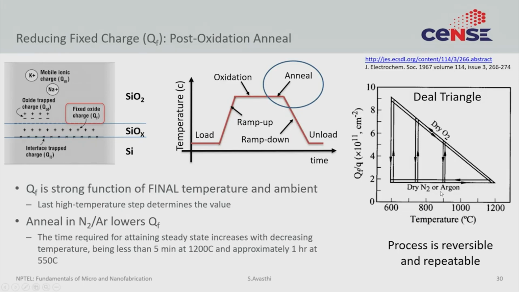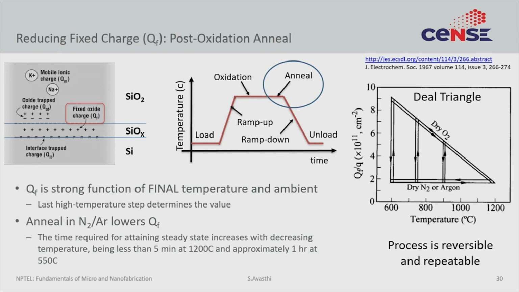The way we reduce this fixed oxide charge density is through a post-oxidation anneal. If you remember, in the previous lecture I showed a generic recipe for doing oxidation on silicon, and in that recipe we had a step where we did an anneal under nitrogen for some amount of time before ramping the temperature down. At that point I had hinted that this is to reduce defects, but did not go into the detail. This slide tells you the detail.